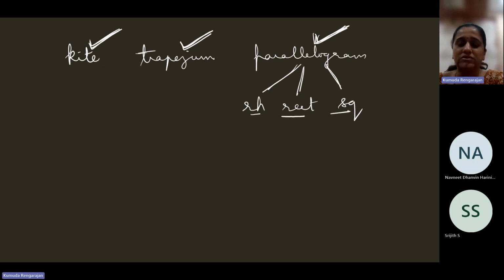All these are parallelograms. A rhombus is a parallelogram. A rectangle is a parallelogram. A square is also a parallelogram. So if these are parallelograms, that means opposite sides are parallel. Both the pairs of opposite sides are parallel.